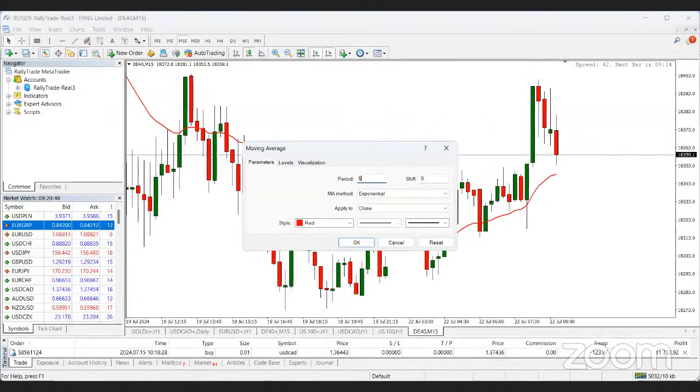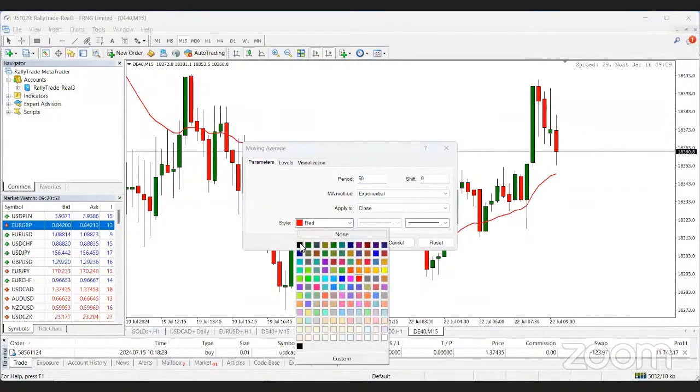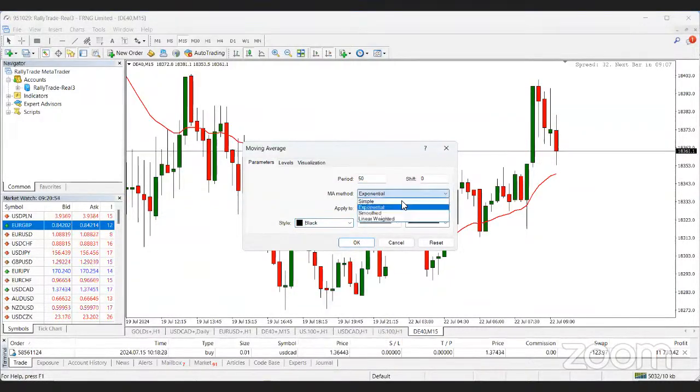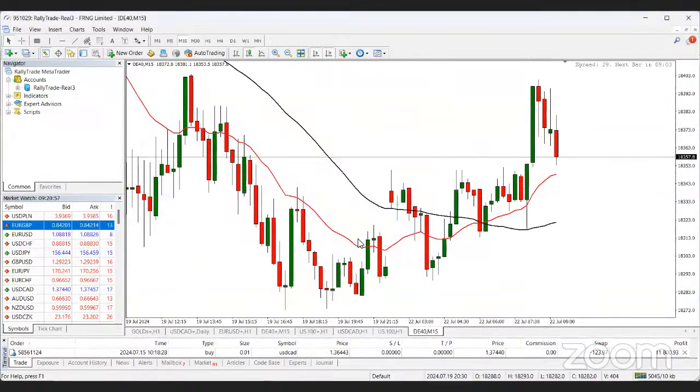Then you choose this one, 50, change the color to black, very important, and change the method to simple. And then you have these two moving averages on the chart. Now, this one you can use to make money.